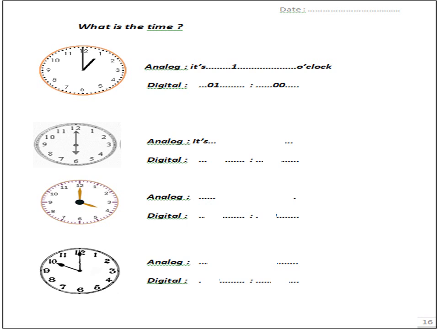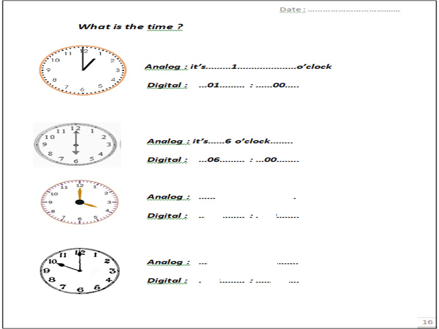The second question, we have two hands, one small hand refers to 6 and one big hand refers to 12, so it will be 6 o'clock. So in digital we will write 6, and on the other side we will write 2 zeros. Okay, primary 1.